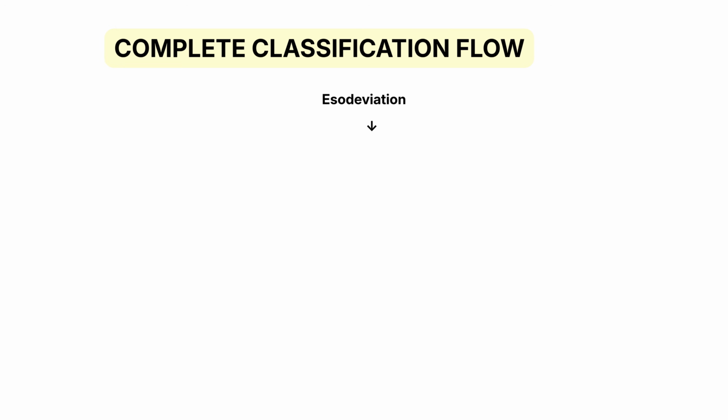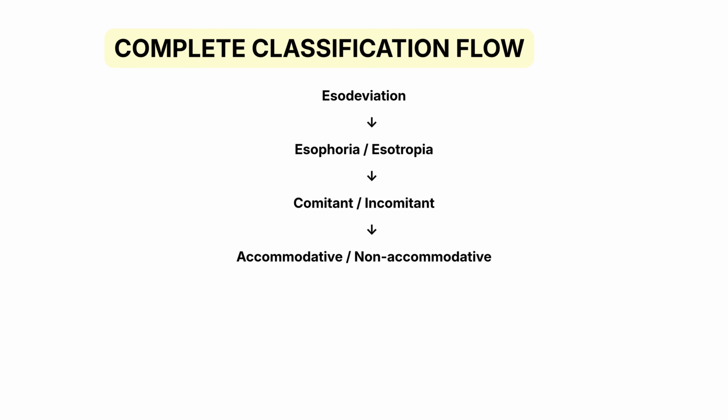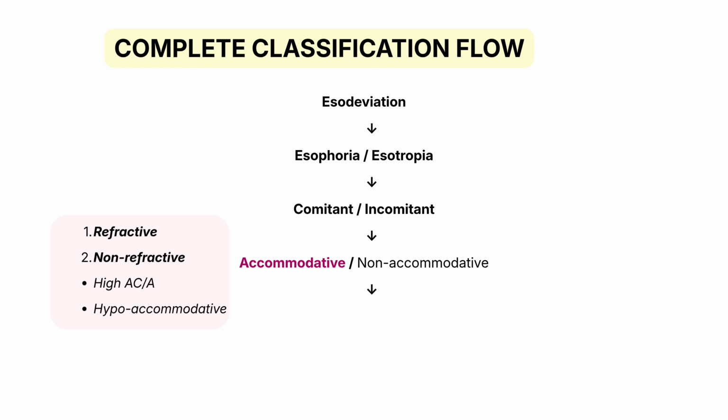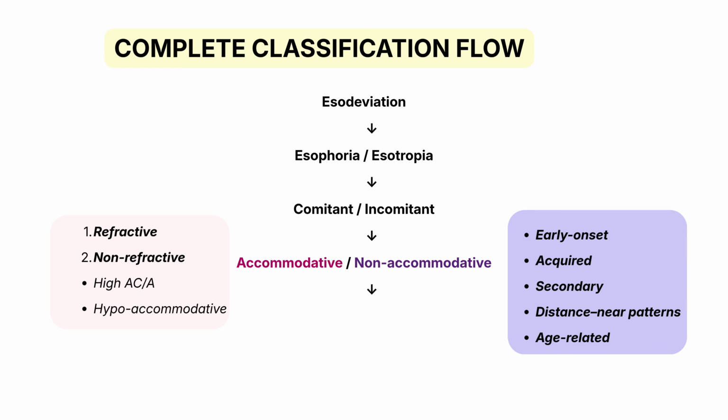I leave you with this structured flow which you can revise as a simple mental framework. First ask, is it esophoria or esotropia? Next determine, is it comitant or incomitant? Then assess the role of accommodation. Is it accommodative or non-accommodative? If it is accommodative, decide whether it is refractive or non-refractive. If it is non-accommodative, identify which clinical pattern or category it fits into. And finally, describe the behavior. Is it intermittent or constant? If you remember these steps, you will be able to approach and classify most cases of esotropia in a logical and structured manner. And more importantly, you will be able to present clear answers in your examinations.